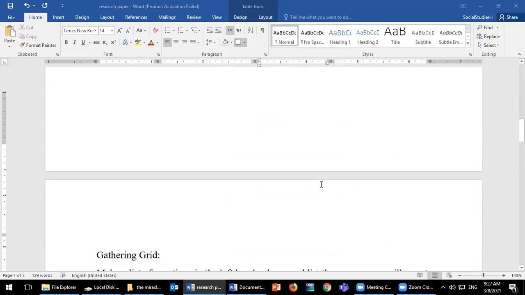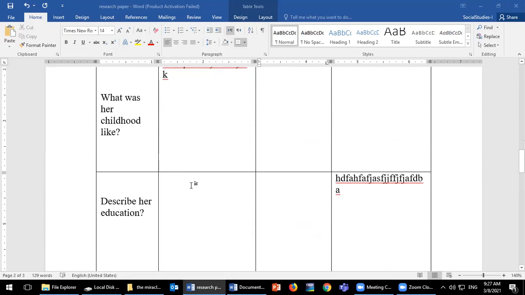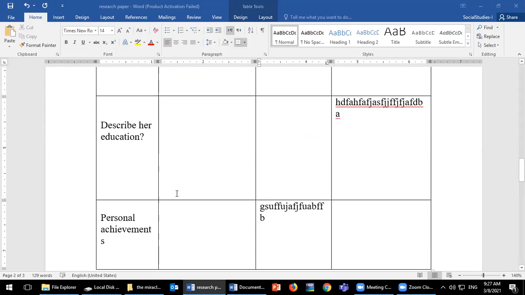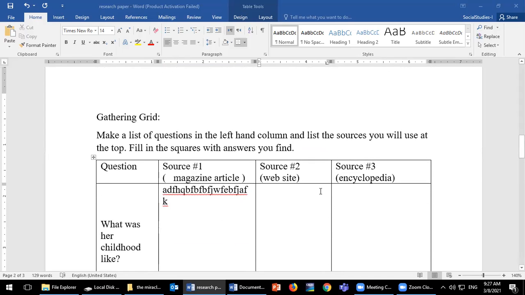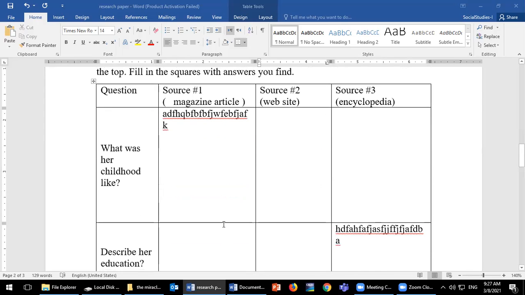Now you have to think of three questions that you want to answer about Helen Keller. Put them in this grid and find three different sources that you're going to use as sources of information. And then write the sources. Then you're going to conduct your research for each question, find the information, and put it in the boxes. And then today what I'm going to do with them is index cards.